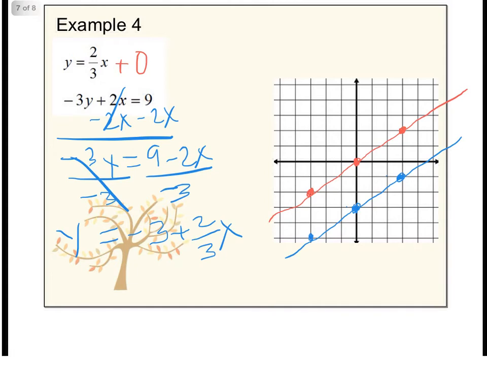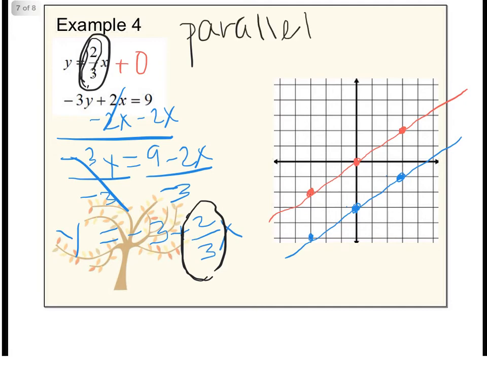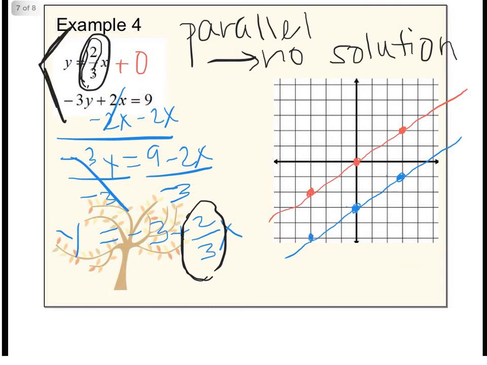Some of you maybe already noticed this, but if we look at our slopes, in our first equation the slope is 2/3. In our second equation, our slope is 2/3. If the slopes are the same, then our lines are parallel, which means they will never cross. So that's the case every time. If the slope's the same, they're parallel, and then there is no solution. So if we had noticed that the slopes were the same right away, we wouldn't have to graph them to prove they were parallel. We could just state that the slopes were the same, so we knew they wouldn't cross.